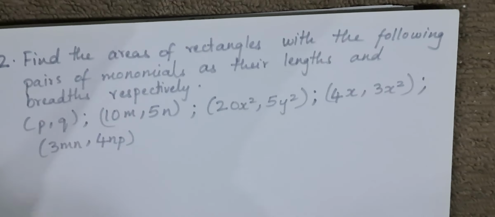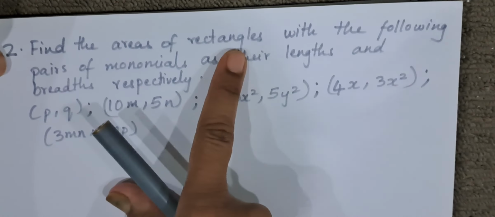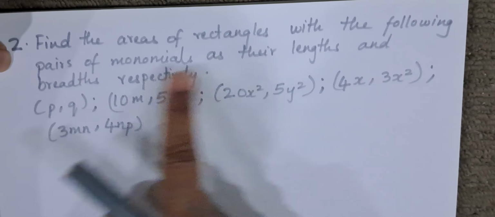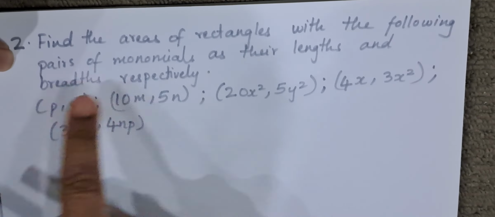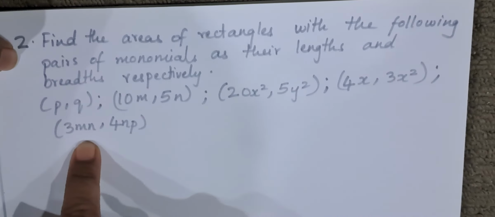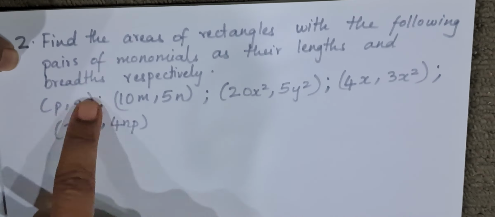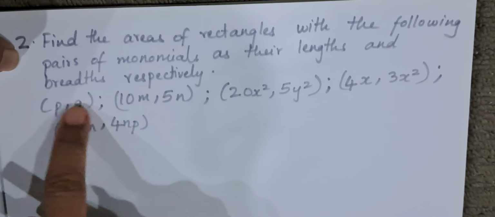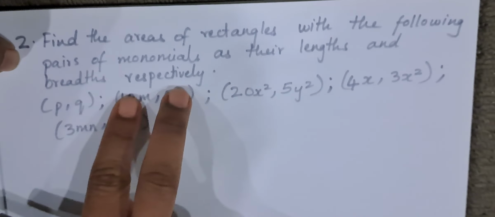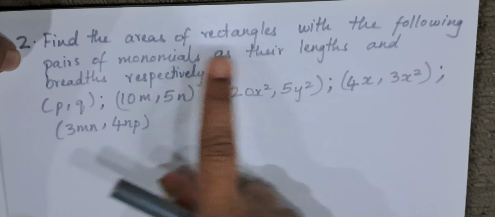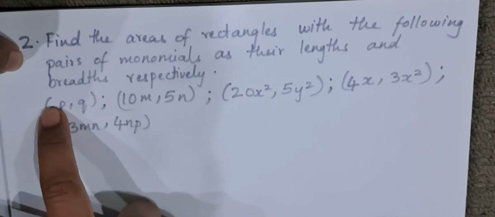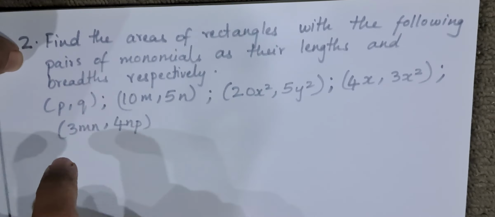Question number 2. Find the areas of rectangles with the following pairs of monomials as their lengths and breadths respectively. See here, they have given few sums here: 1, 2, 3, 4, 5. They have given us 5 sums, and in each sum they have given a pair of monomials. Pair of monomials means like this, P and Q, 10m and 5n. These are pairs of monomials. What they are telling us is to take these pair of monomials as the length and breadth of the rectangle and find the area.